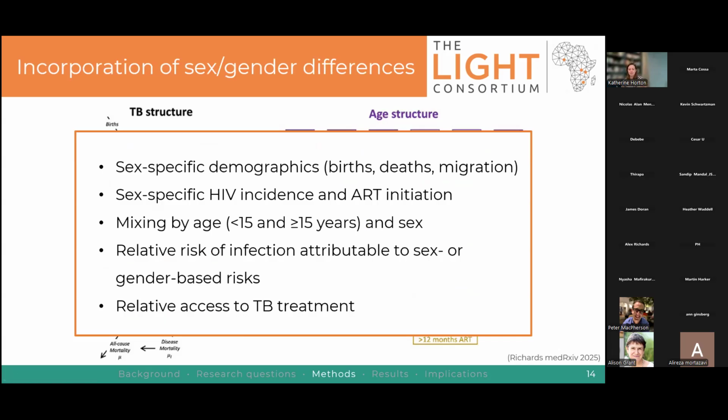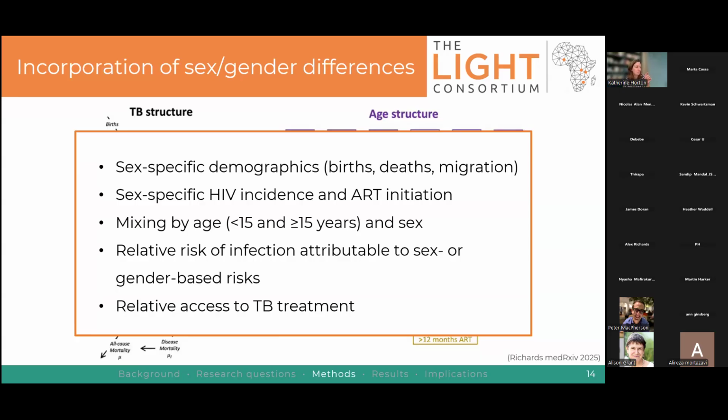Now, in terms of sex and gender, since that's our focus, I thought I'd spend a minute just commenting on how we incorporated sex and gender differences within this model. So we do use sex-specific demographic data on births, deaths, and migration. Also sex-specific data and inputs on HIV incidence and ART initiation. We then do recognize mixing by both age and sex, acknowledging those different patterns among children compared to adults.